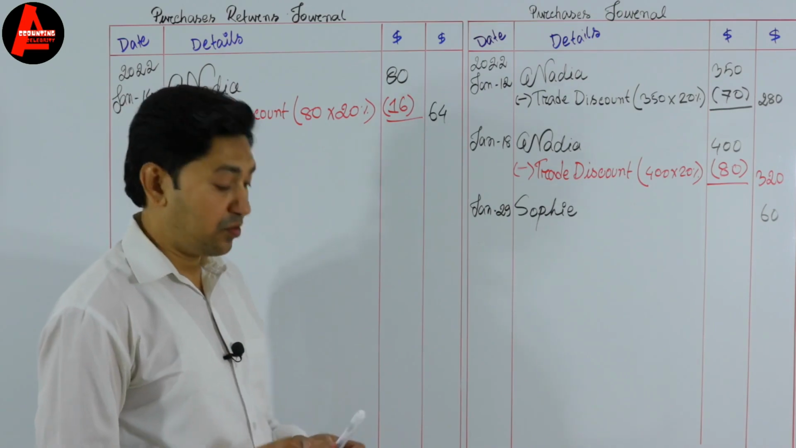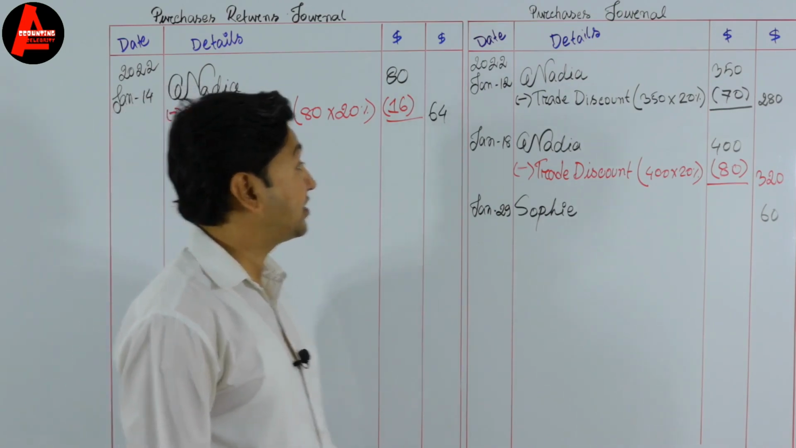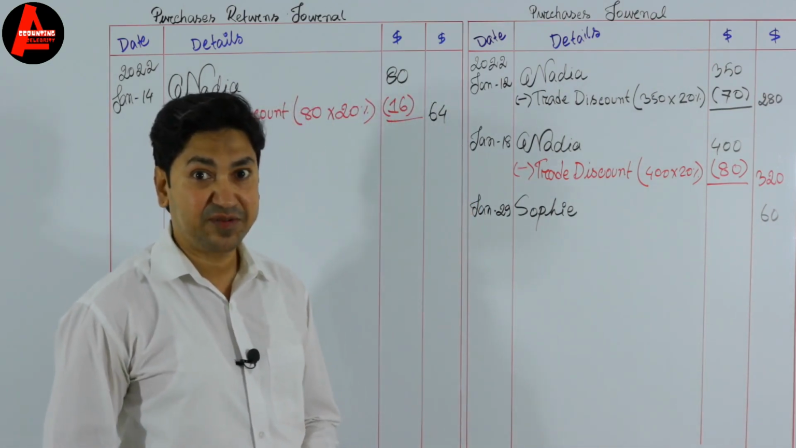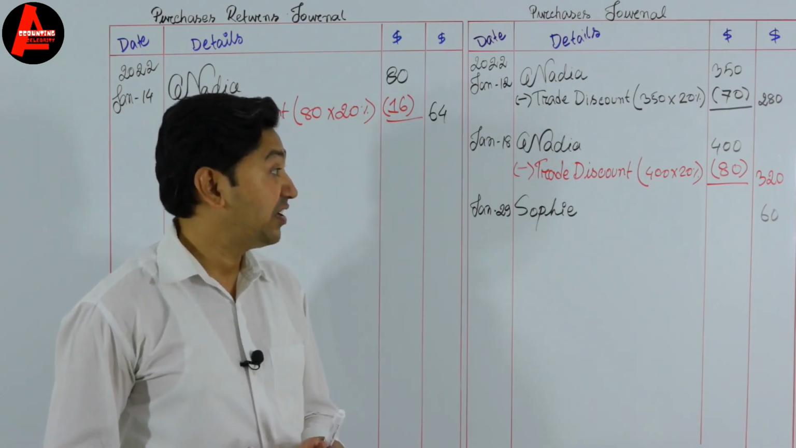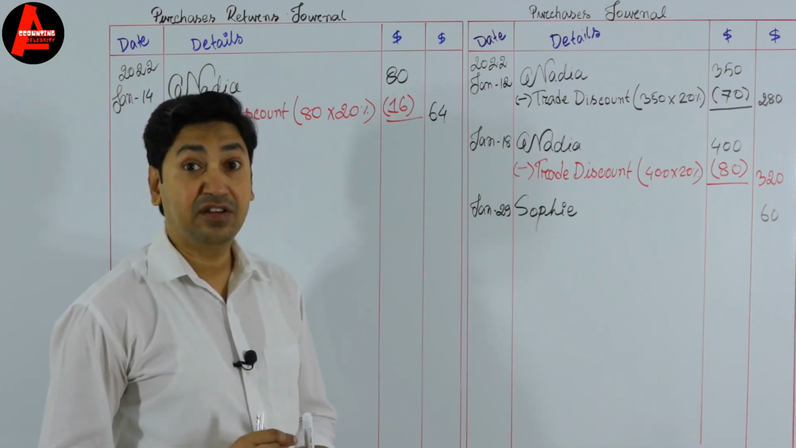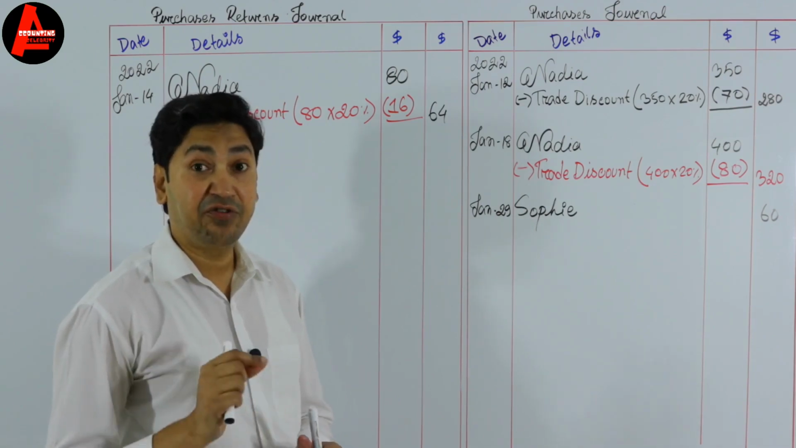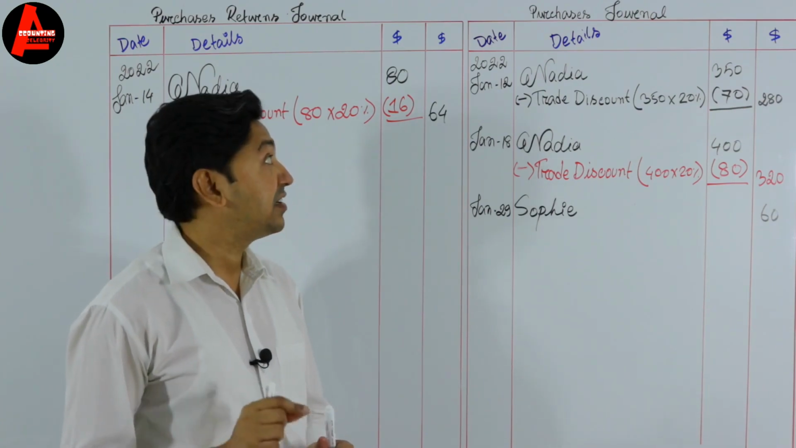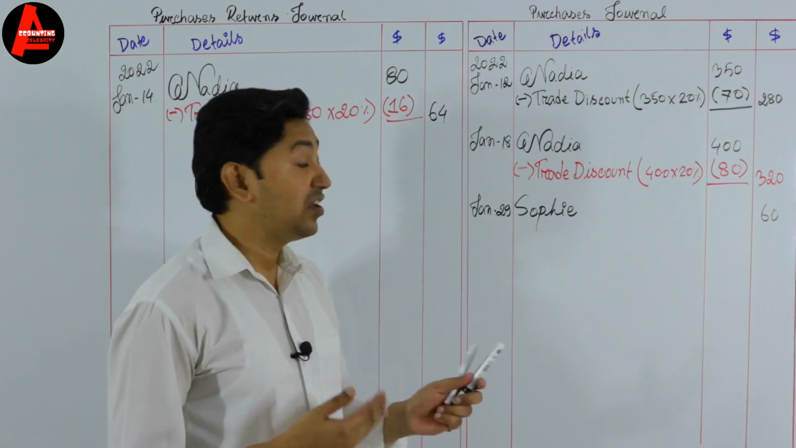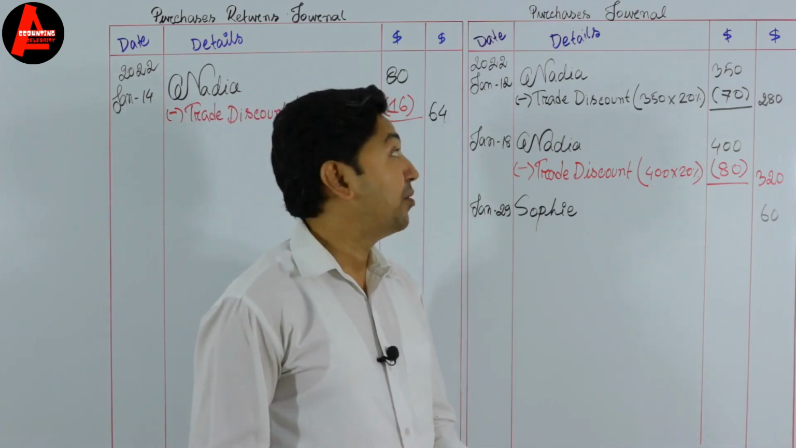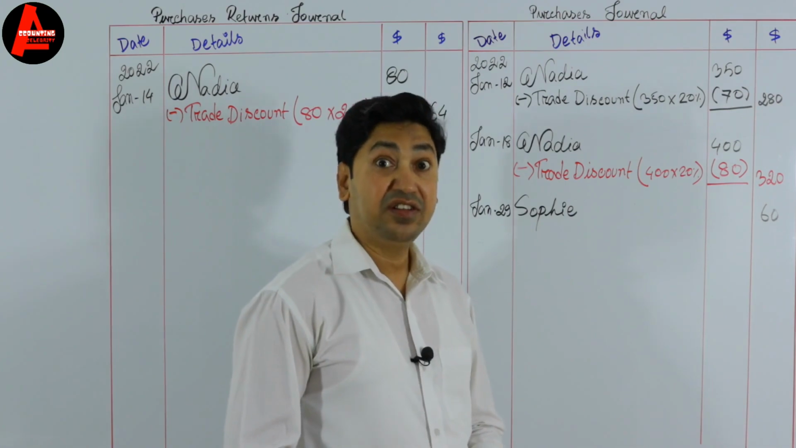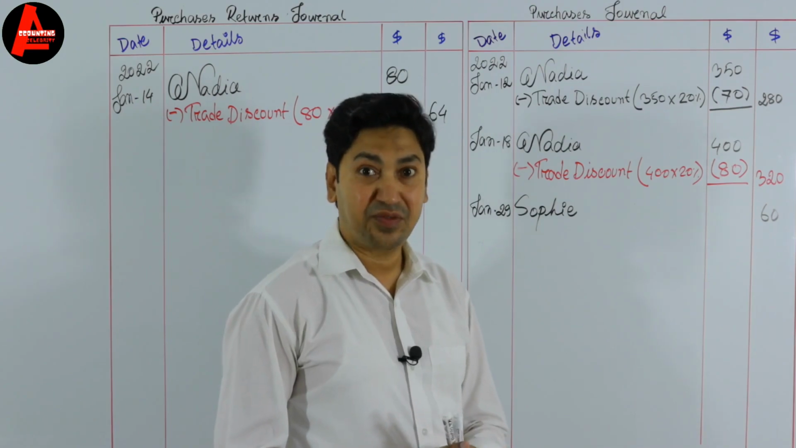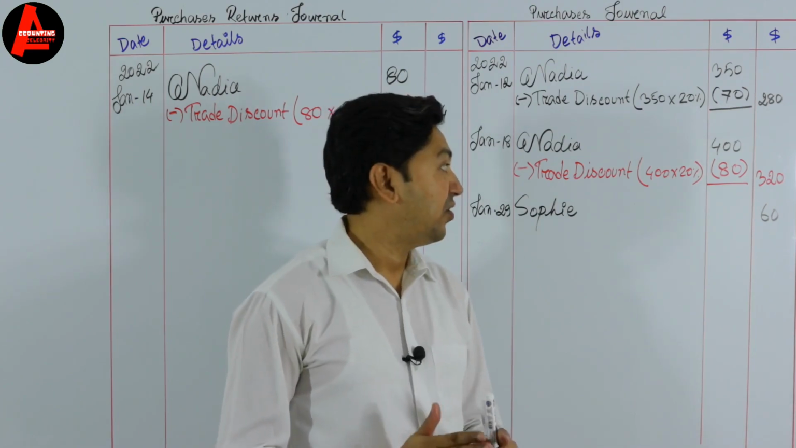Now my question: why did I write this $60 here, this amount here? Why did we not subtract the trade discount? Because in the question it is clearly written that the discount will be applicable if the supplier is Nadia. Sophie did not allow trade discount, but Nadia allows trade discount. That is the reason we subtracted trade discount from Nadia's list price. Okay, so this is over.